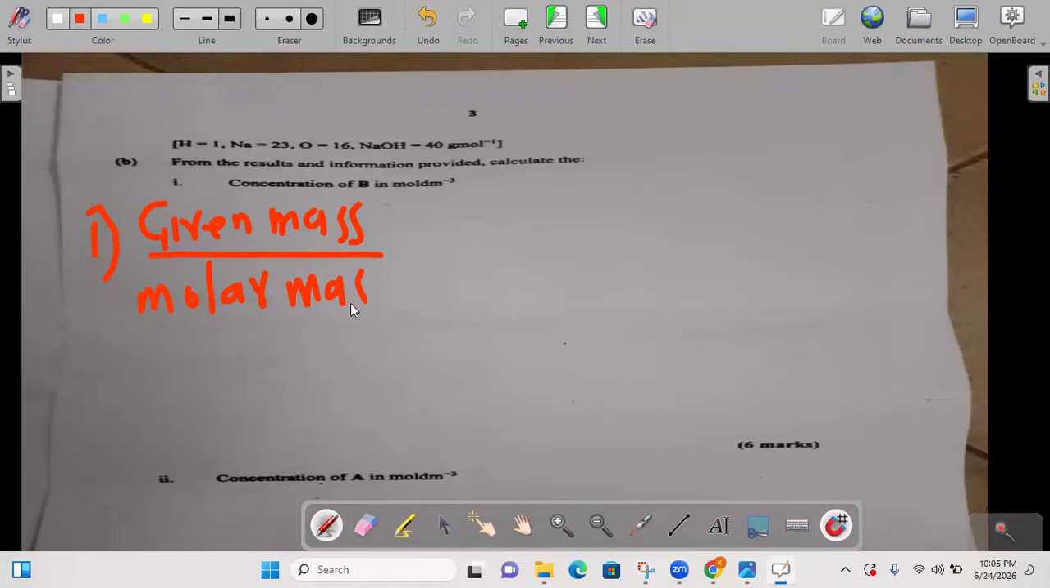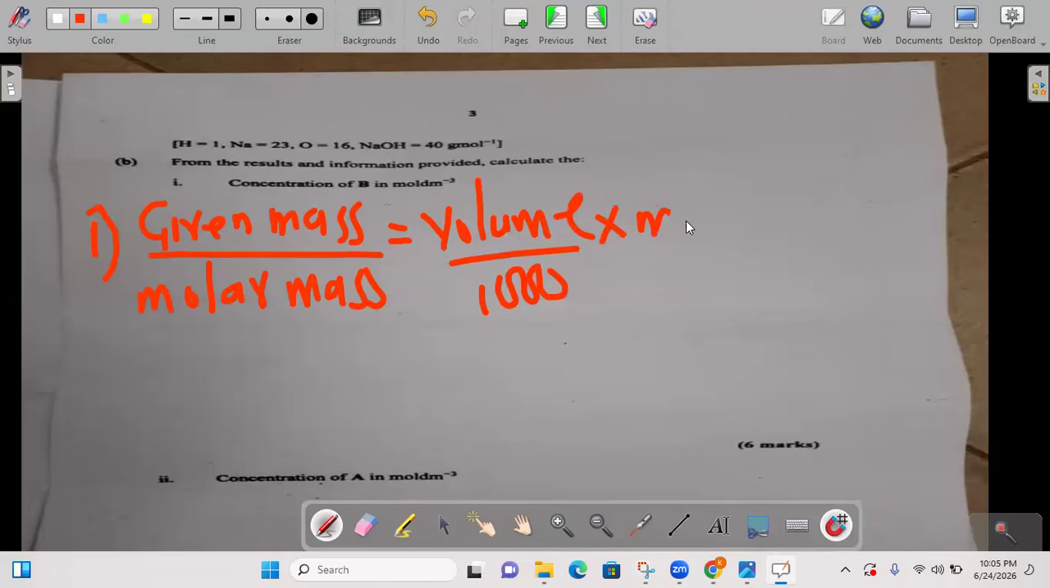The number of moles is equal to the volume of the base over 1000 times the molar concentration, which is what we are looking for. You can see 6 marks there. If you quote the formula, they'll be able to give you a mark. So this is the molar mass of the base.